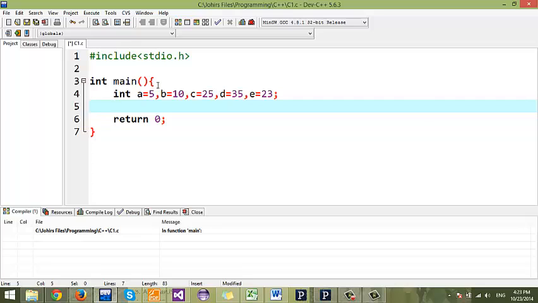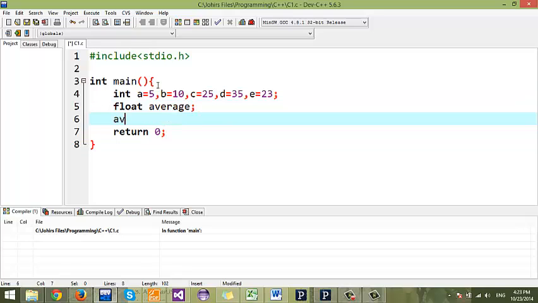Average, we should take a variable named average. Okay, what should be the type of this variable? Should it be integer? No, because the average can be a floating point number. So we have to make the type of the average variable float. Okay, average equal to a plus b plus c plus d plus e divided by 5, in general 5 numbers.